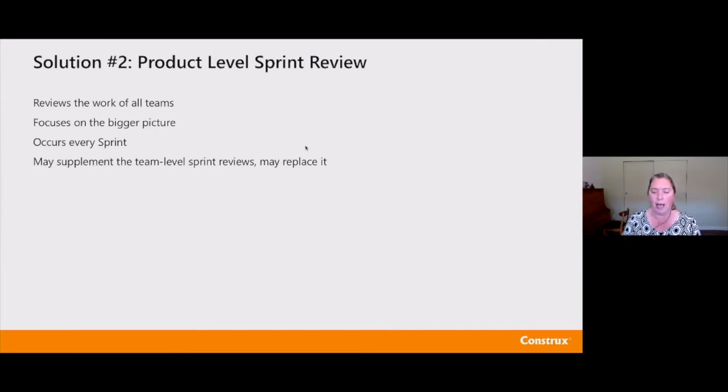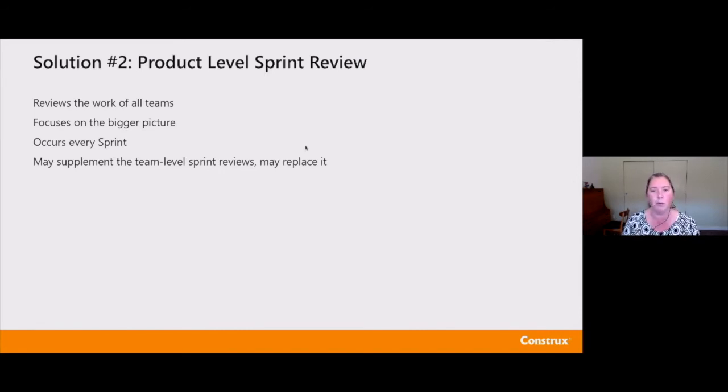So if you look at scaling frameworks like Nexus and LeSS, it really replaces it. The culmination of a sprint in those scaling frameworks is a product level review where you're looking at the work that was built on the product across all of the teams and you're focusing on that. If you look at SAFe, it has a system demo that occurs within the next sprint. So at the end of sprint 22, each team will do their individual sprint review. Over sprint 23, you'll be doing a system demo across all of that work. And again, either pattern can work.